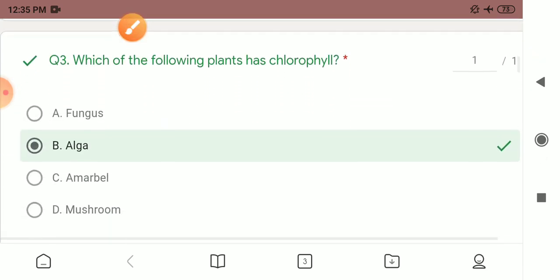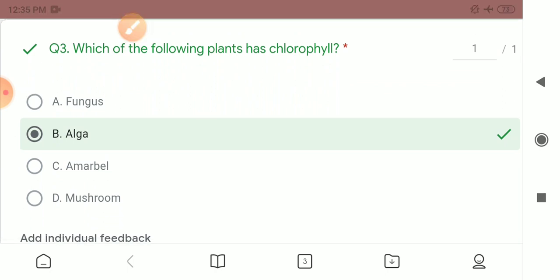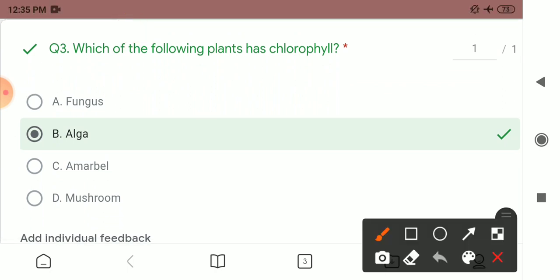Next is third number. Which of the following plants has chlorophyll? Which plant has the chlorophyll? The options are fungus, alga, amarbel and mushroom. So here your answer is option B, alga. This plant contains chlorophyll and it makes its own food by the process of photosynthesis.